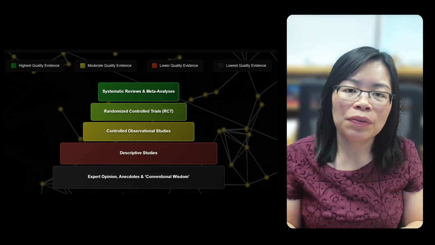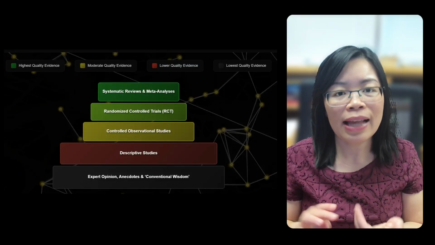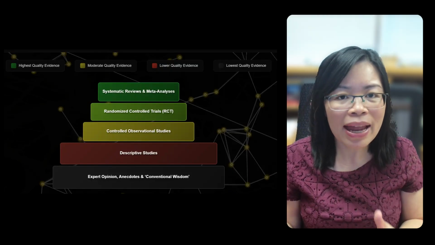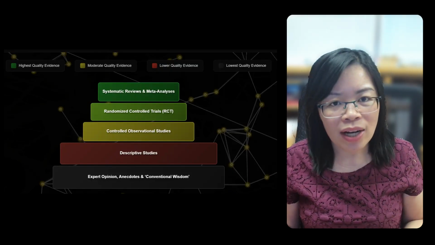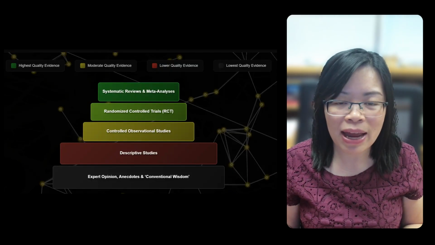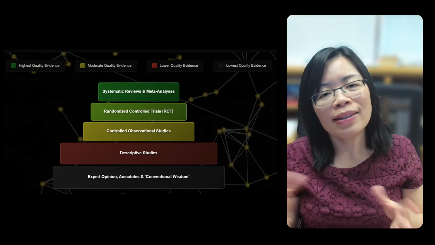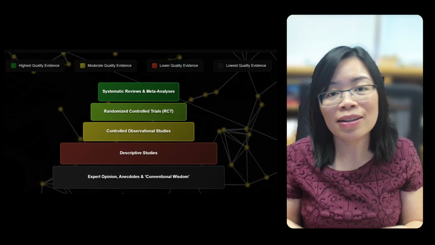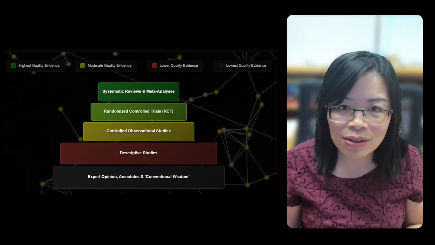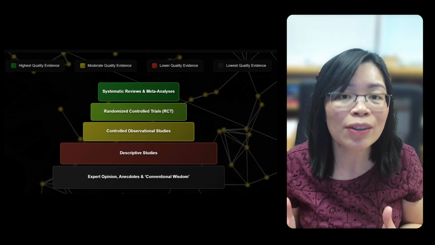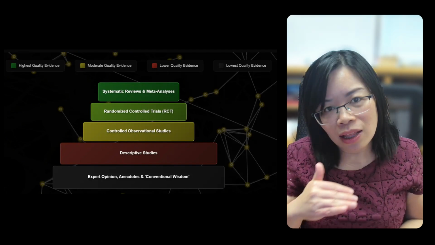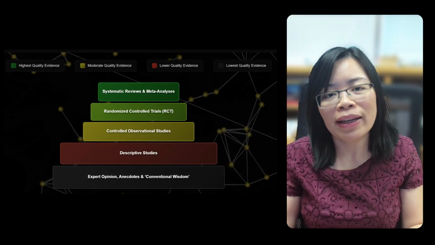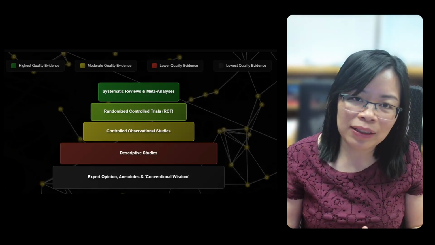At the bottom of the pyramid are expert opinions, anecdotes, and conventional wisdom. They are ideas not based on systematic study at all or based on professional experience without systematic data. In medicine, this would be a senior doctor's hunch. In our field of leadership, it may be a famous leader's advice in a book or a consultant's framework that seems right and sounds good. Those are the least reliable form of evidence in the hierarchy because they are prone to all the biases of human perception and have not been tested rigorously.